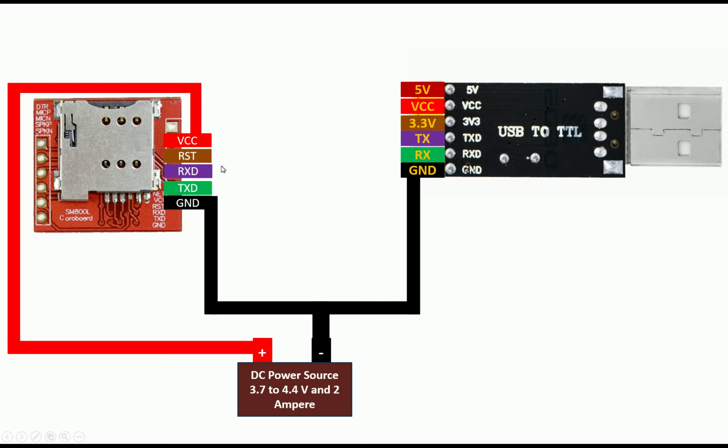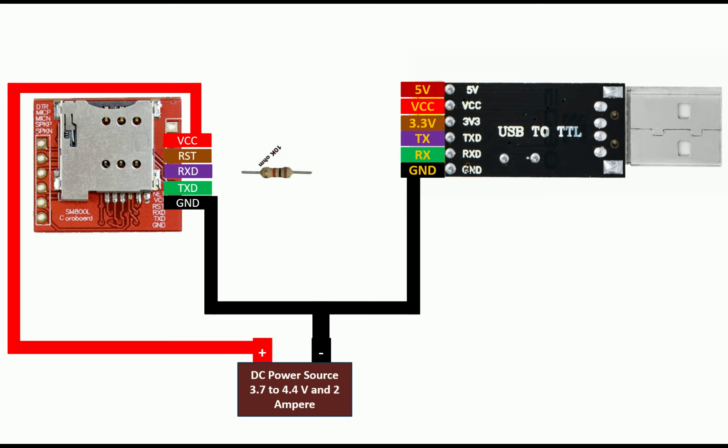Now guys, let's do the remaining connections. We will not need the reset pin. Don't worry, just leave it. So now to connect the RX pin, there is a problem. The problem is that the RX pin of your Sim800L module operates at 3.3 volt.